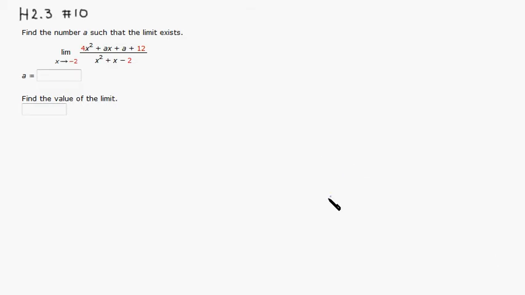Okay, let's talk about homework 2.3, number 10. Right, so we want to make sure that this limit exists. Let's try to plug in x equals -2. If you look at the denominator, and you plug in -2, -2 squared is 4, -2 minus 2, so that actually goes to 0, right? Which means that in order for this limit to exist, we have to make sure that the numerator also goes to 0, right? So we have to make sure that the top goes to 0.